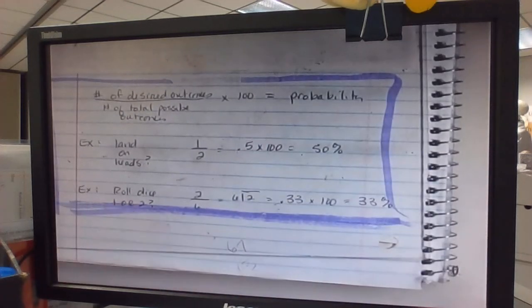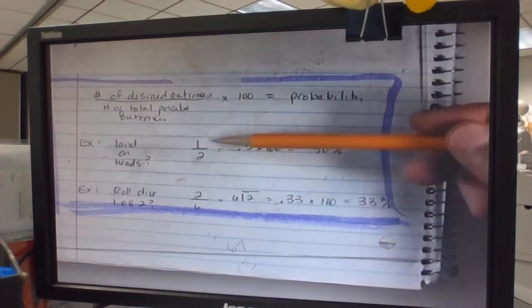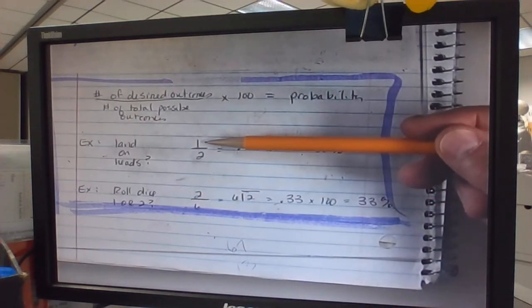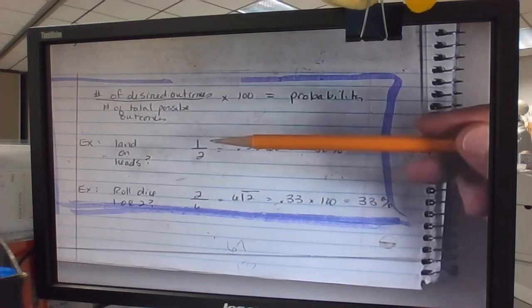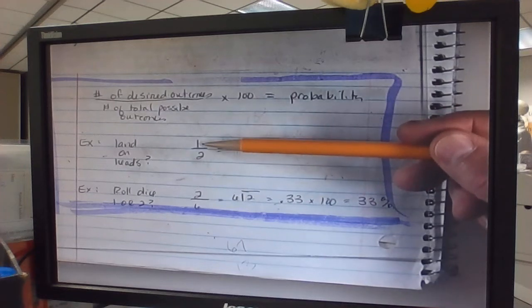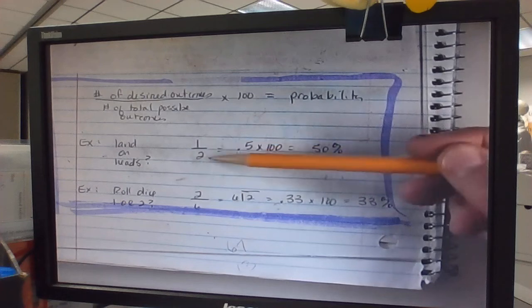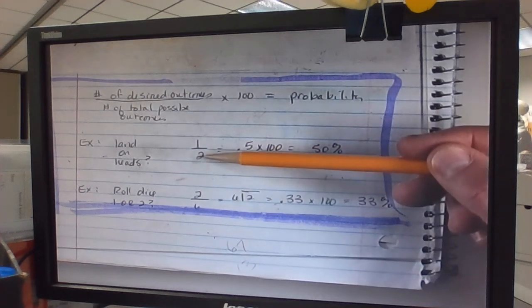So, for example, I've got a coin. I flip a coin. What's the probability it's going to land on heads? There's one desired outcome because a coin only has 2 sides, heads and tails. So there's one possible desired outcome, landing on heads. But there are 2 outcomes in all, heads or tails.